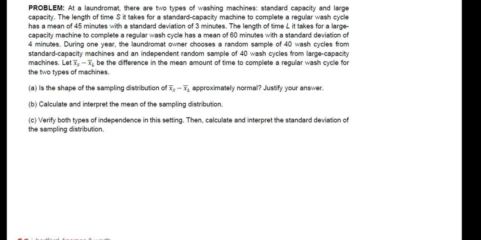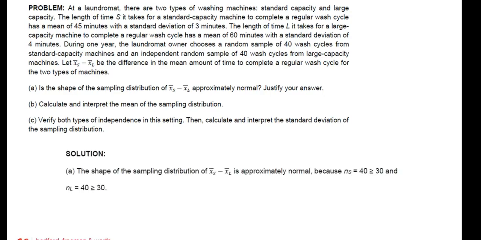So a random sample of 40 for the first one and a random sample of 40 for the second one. So 40 is greater than or equal to 30, 40 is greater than or equal to 30 for both things. So because 40 is greater than 30 for both of them, it is approximately normal by the central limit theorem. Calculate and interpret the mean of these sampling distributions.